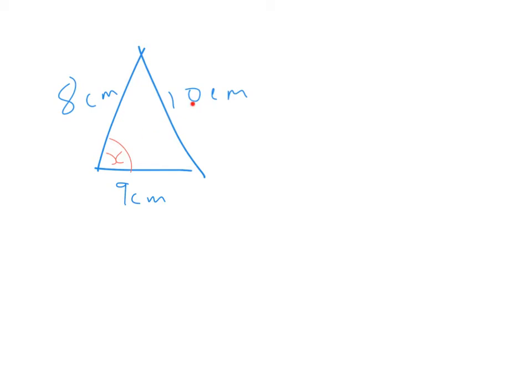We can't use opposite side angle pairs for the sine rule because we do not know any of the other angles. So we're left with no other choice but to use the cos rule, the cosine rule. So again, the first step is always to write out the formula.